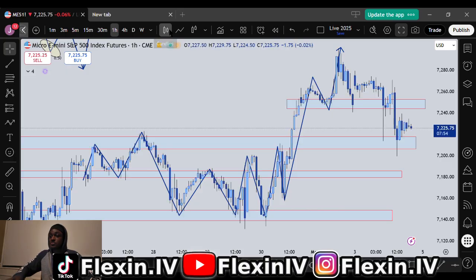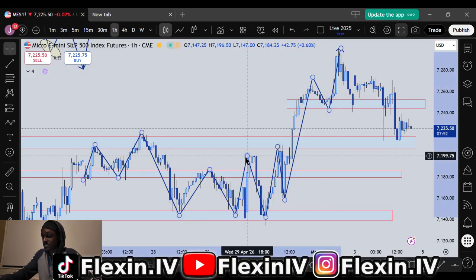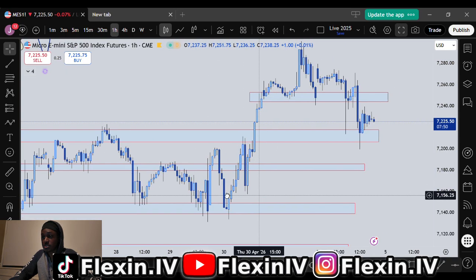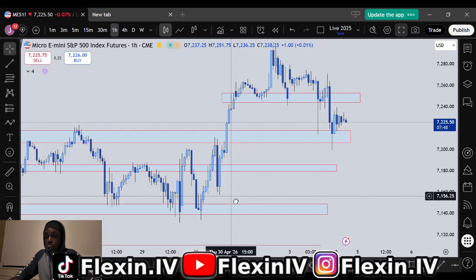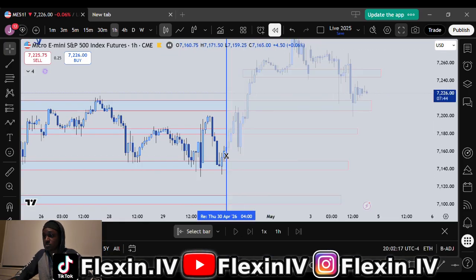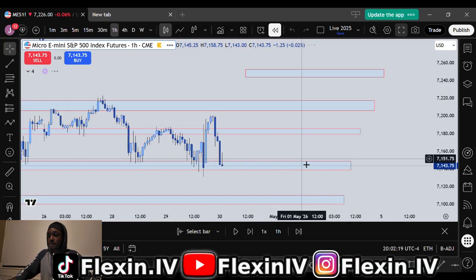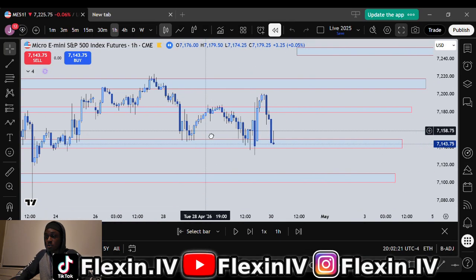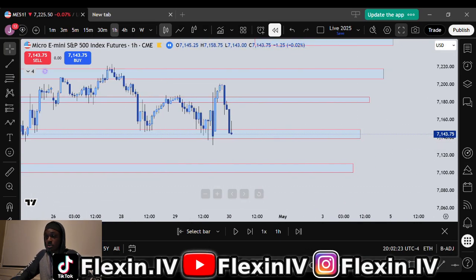But when it comes down to a break of structure, when it comes down to breaking structure, that's when you know that you want to shift your thinking. Let me just do the replay mode real quick. For example, let's say the market, right? We already see the market is kind of in a downtrend.